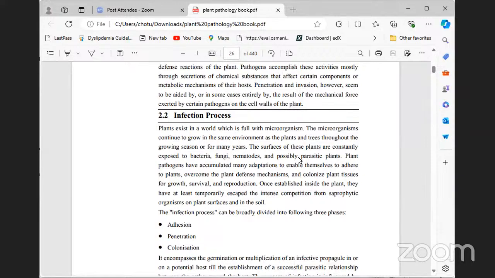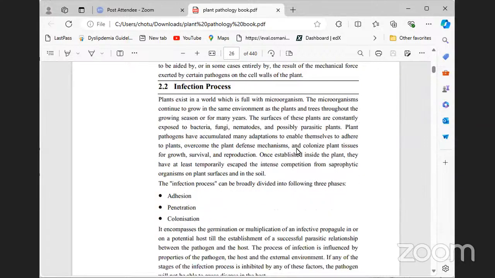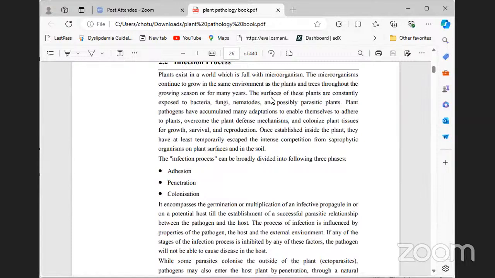What is the infection process? How is the infection caused in plants? You have studied plant science, no? That's why you can read about how diseases are caused in plants. That is called the infection process. What is the infection process?